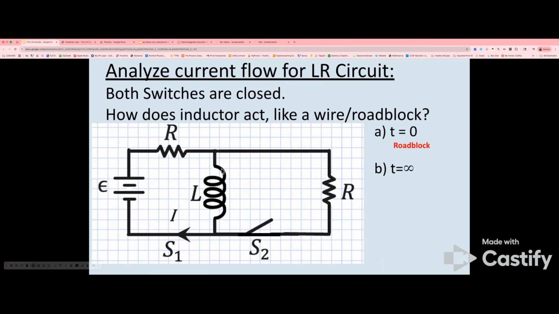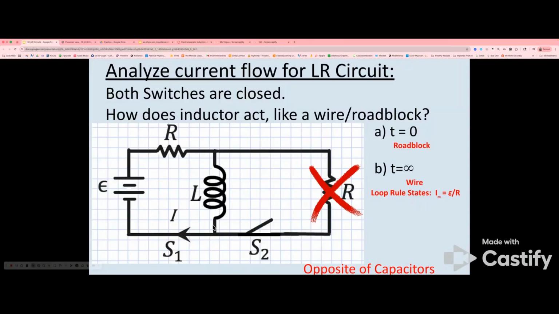It's going to act as a roadblock, but as time goes by, its induced current is going to get smaller and smaller as the changing current gets smaller, and then it's going to act like a wire. So at that point, we've got the battery going through this loop and bypassing this resistor because it wants to go through the branch of no resistance.